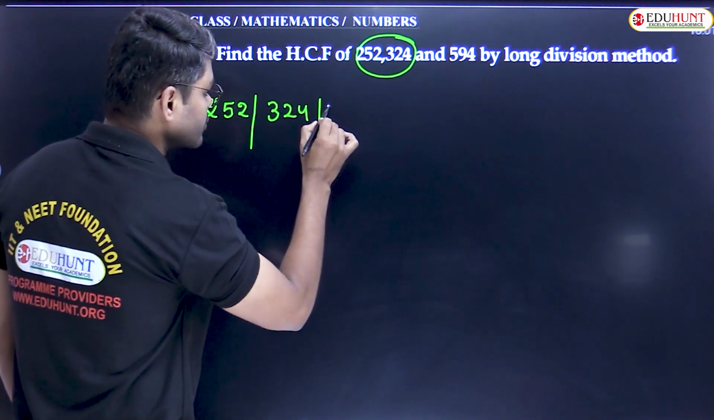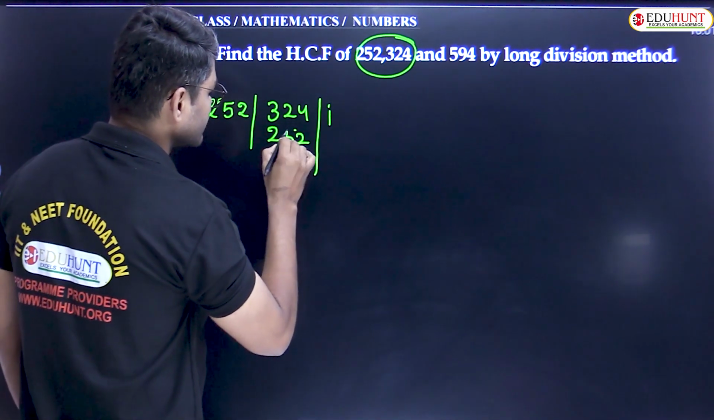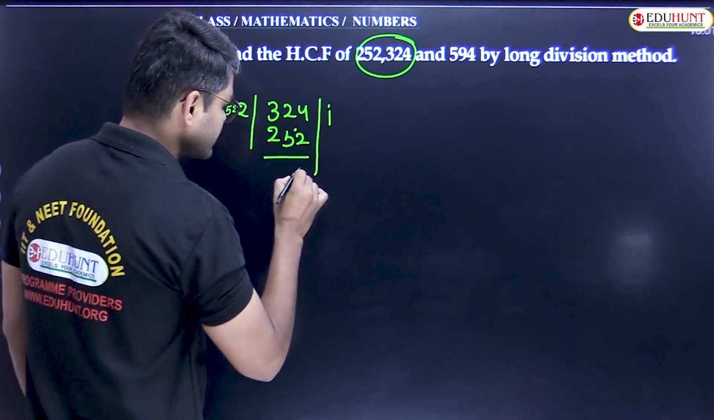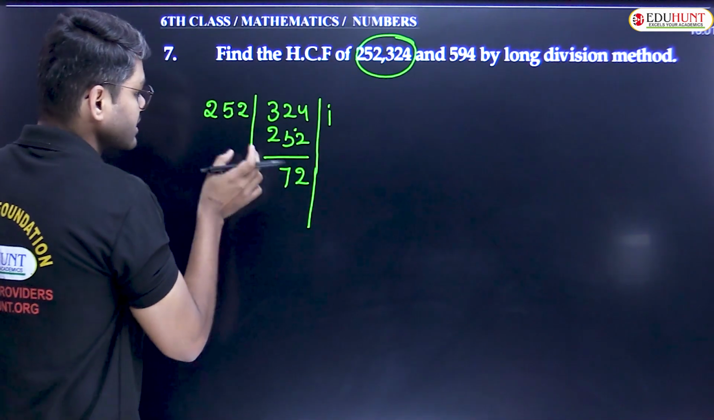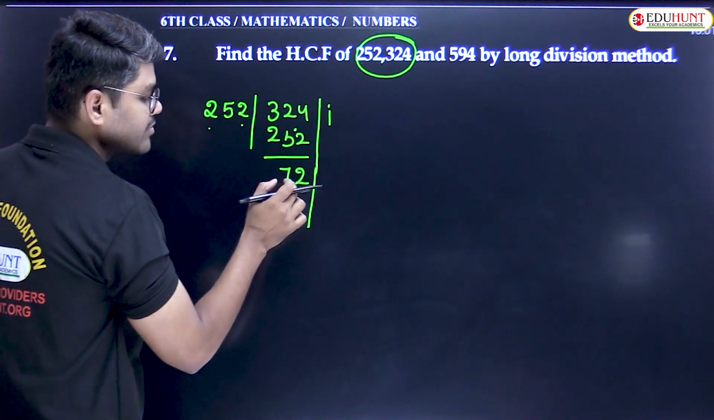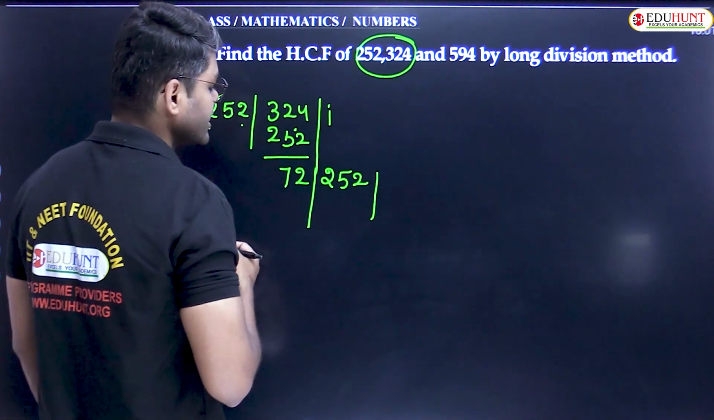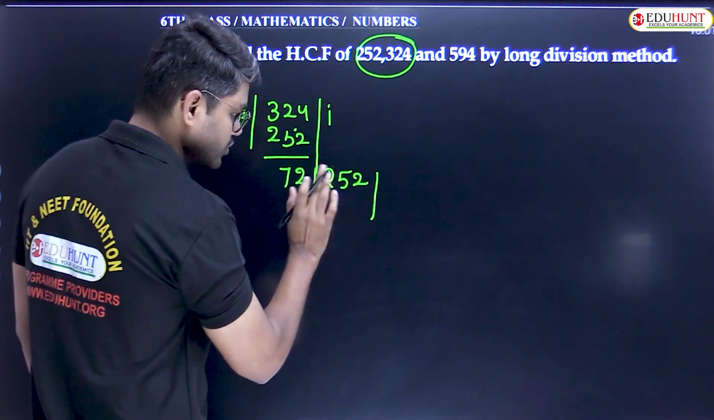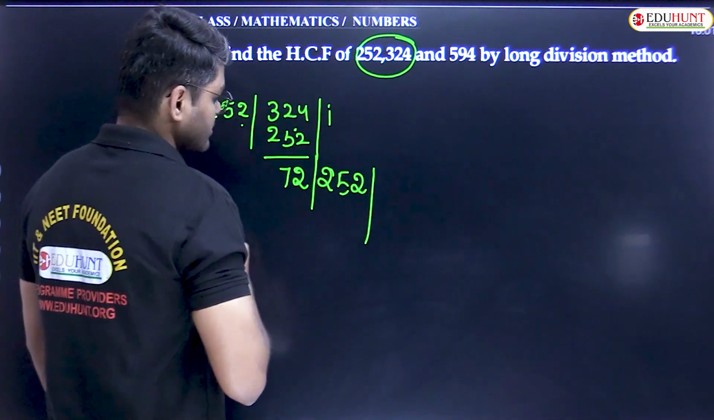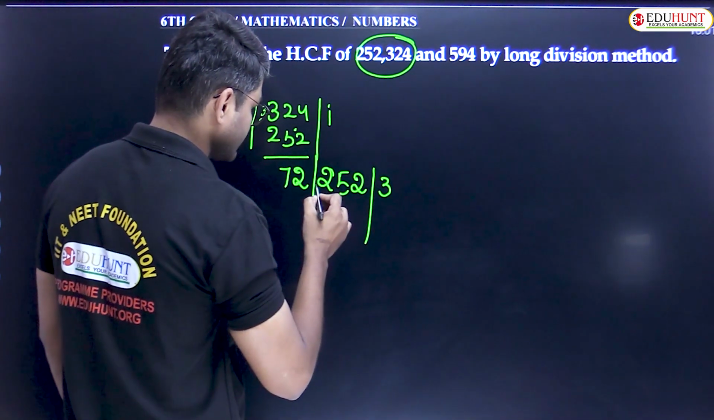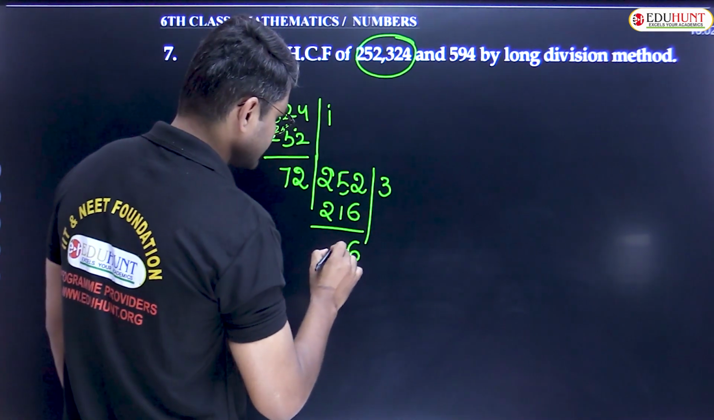So 252 once 252, remainder is 72. Again, this 252 should be divided by this 72. Now 72 once 72 not possible. Here it is 25, so it is not possible here. Now take 72 threes, 216. Remainder is 36.